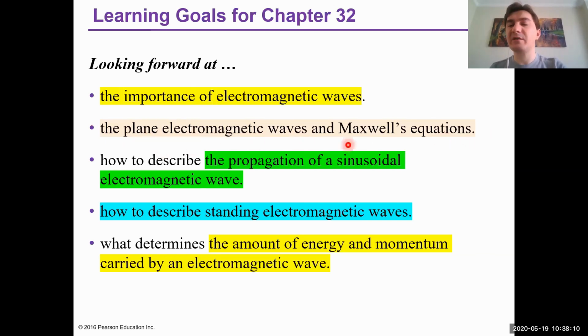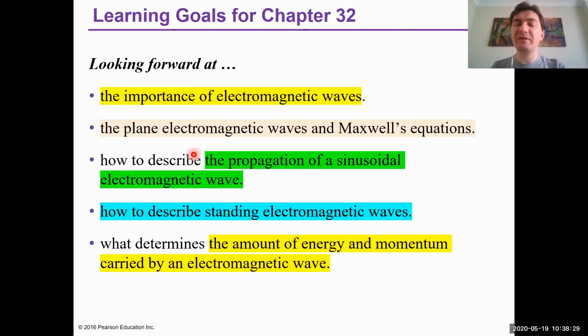waves and Maxwell equations, and we will describe the propagation of a sinusoidal electromagnetic wave, and we will describe the standing electromagnetic waves, and also we will discuss the amount of energy and momentum carried by an electromagnetic wave.